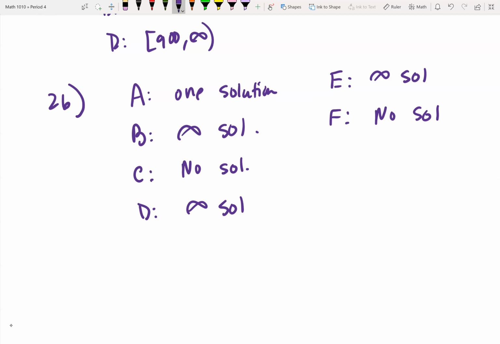What they want us to do on 1, 2, 3, and 4 is go through and solve it and see what the solution is.